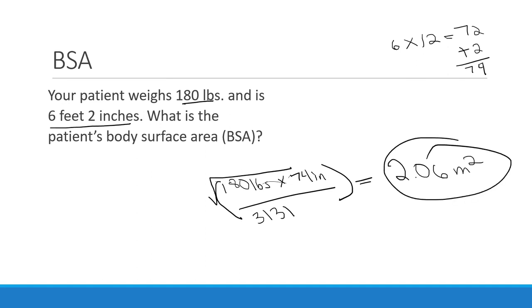The reason we do body surface area is because with our pediatric doses, we don't usually give the same amount that we would give an adult. So you have to do it more based off of how much body they have, as opposed to just giving that standard dose.